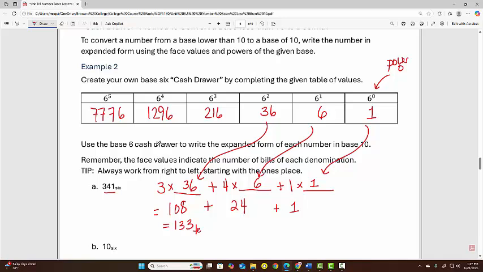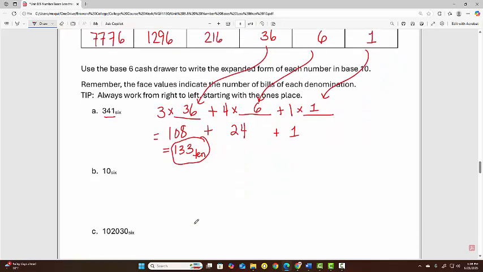133. Now this is how much 341 base 6 is, but in our regular decimal system that we're used to, it's 133. Again, it's going to have a smaller value than we might think because we're used to having denominations or place values that are powers of 10 that are much bigger.